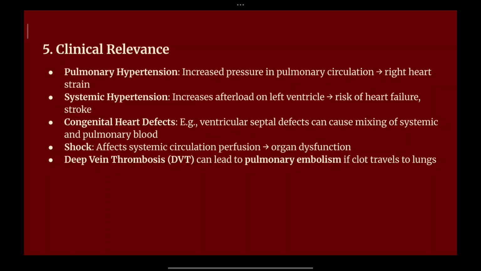Now, systemic hypertension is due to the increased afterload on the left ventricle, and there is a risk of heart failure or stroke. Here the afterload is when the blood is being pumped out of the left ventricle. So whenever an increased pressure is required to pump out the blood to the body, the left ventricle feels the strain. When this happens, there is a risk of heart failure and stroke in patients.